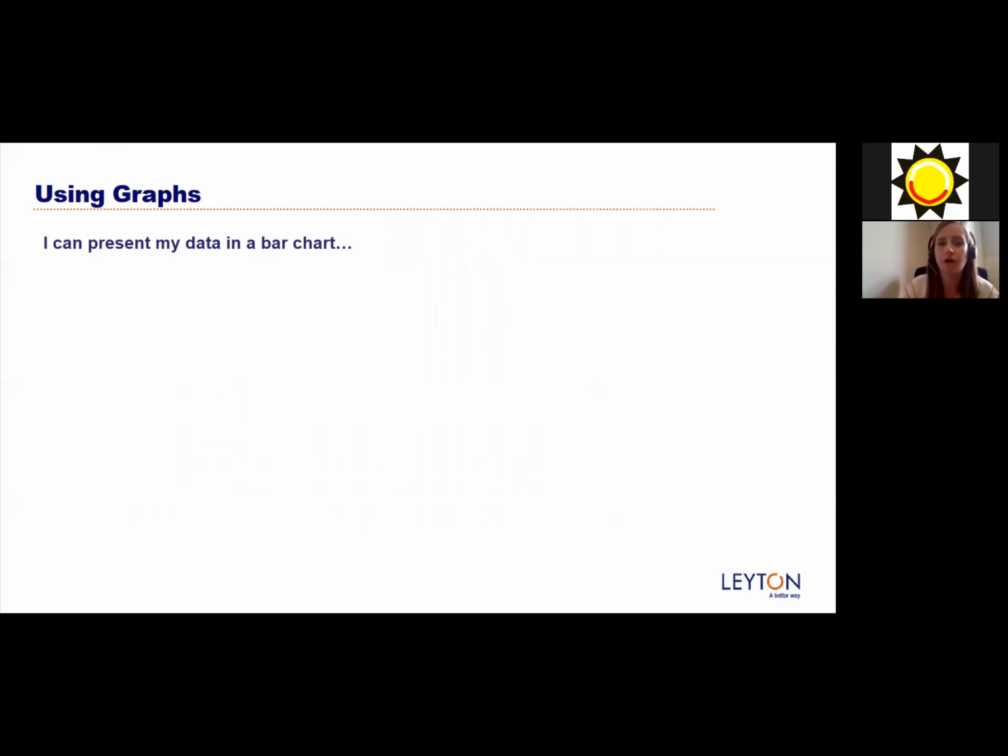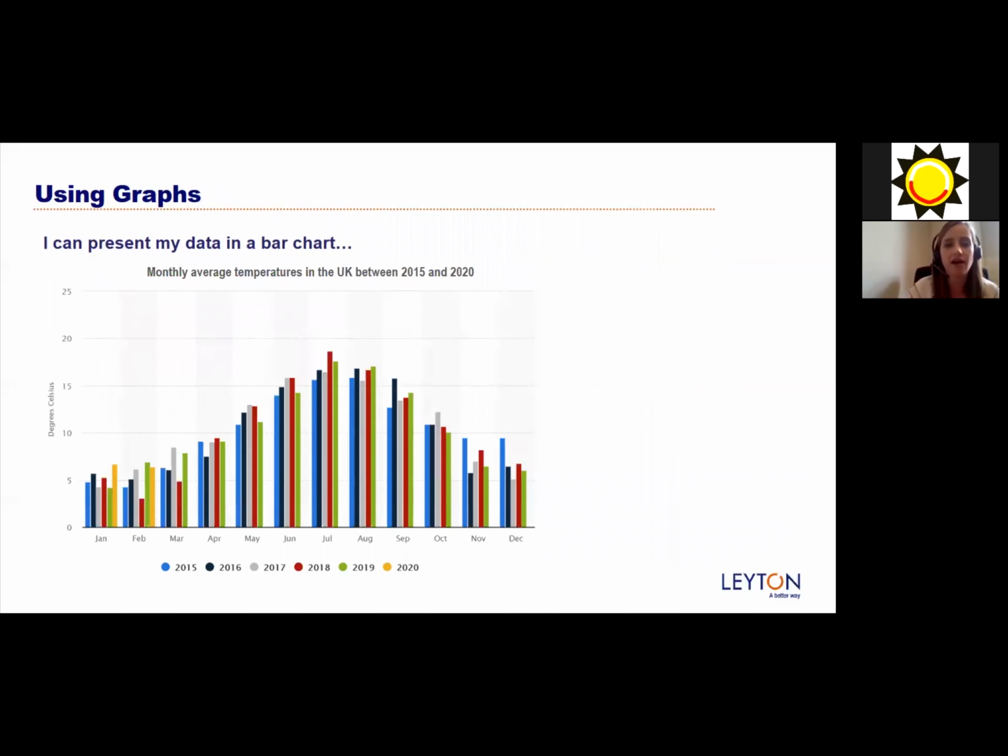So first of all, I could use a bar chart, which some of you will have seen in school. Here I've plotted the average temperatures against the months of the year between the years of 2015 and 2020, noting that the data for 2020 only goes up to February.